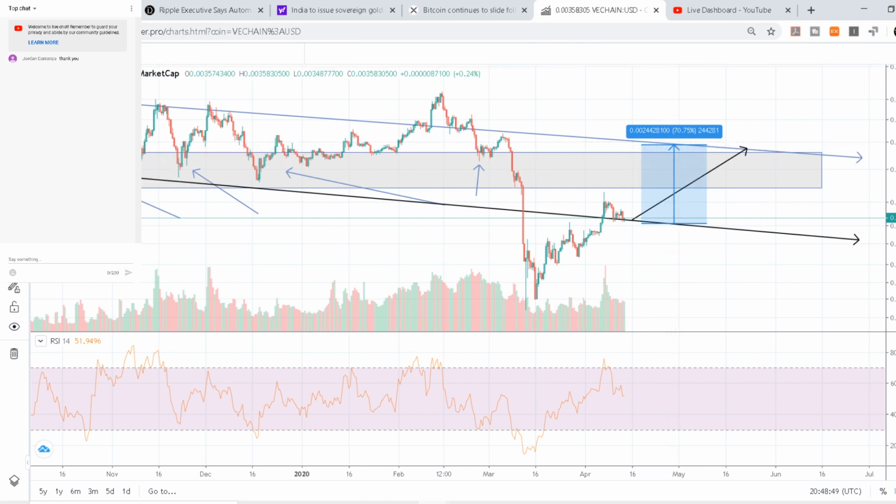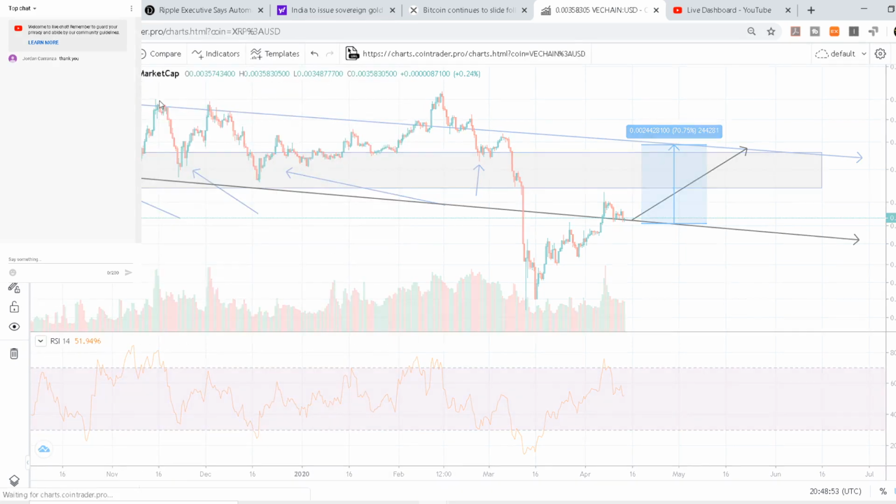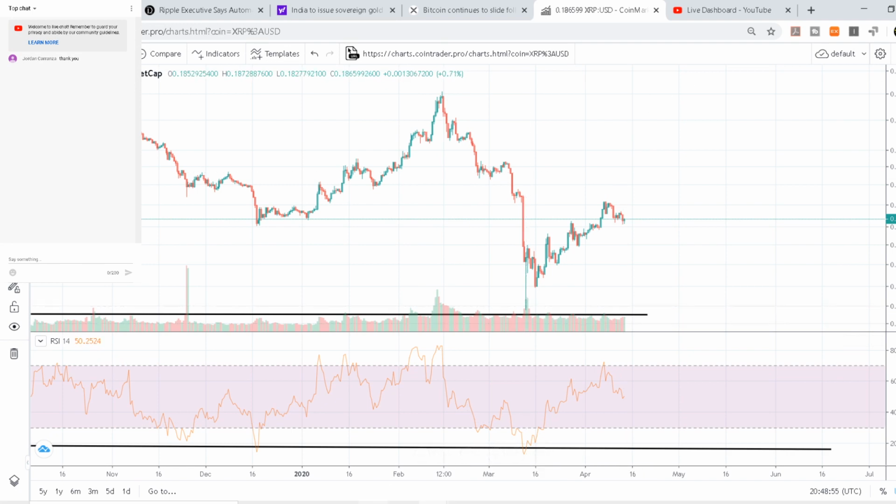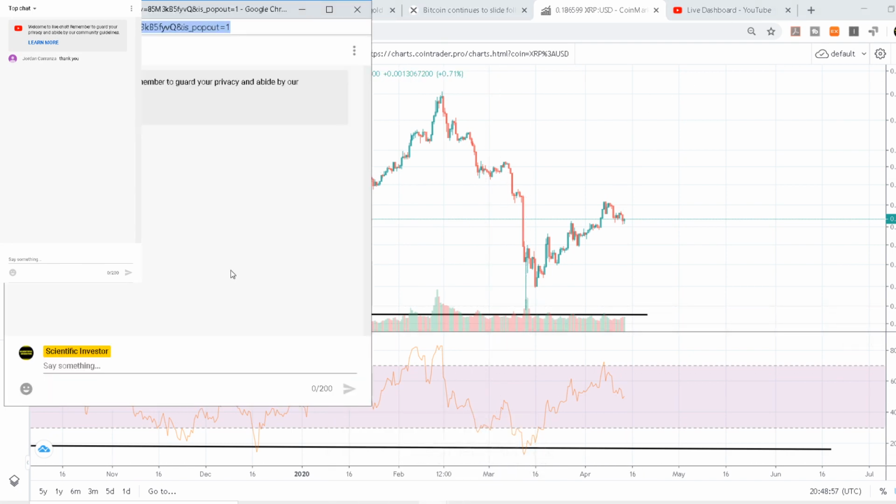Now we'll actually jump into the XRP chart and check how that is actually reflecting. In the meantime, I'll check if I have any comments.